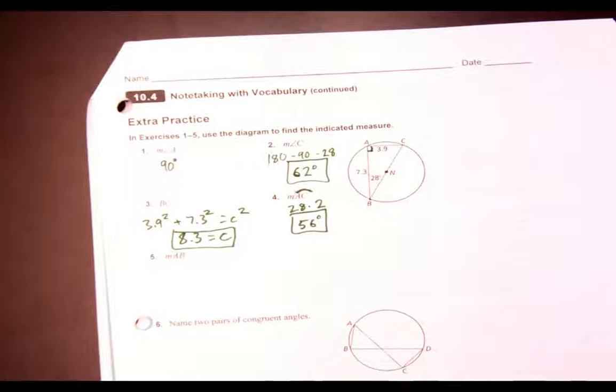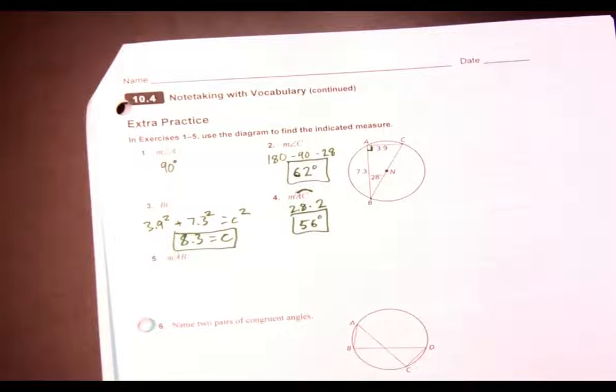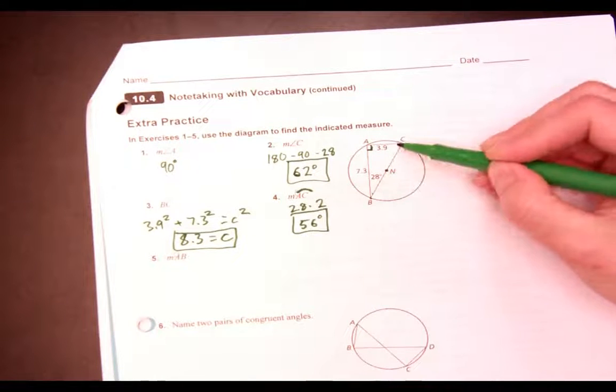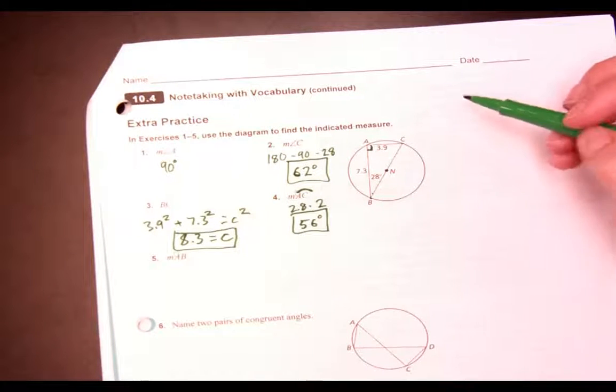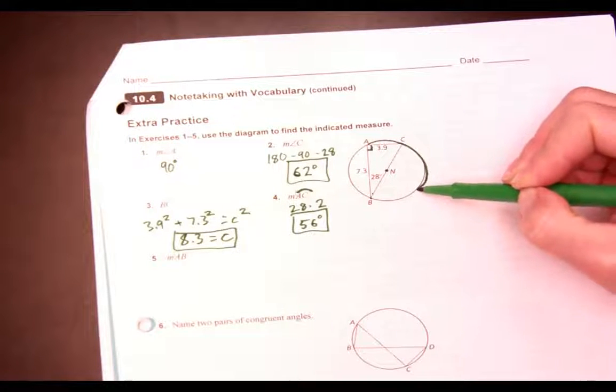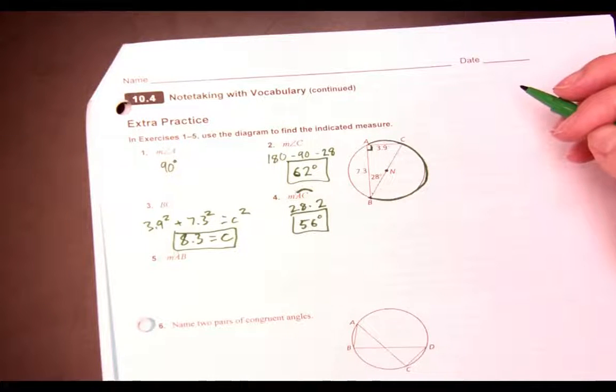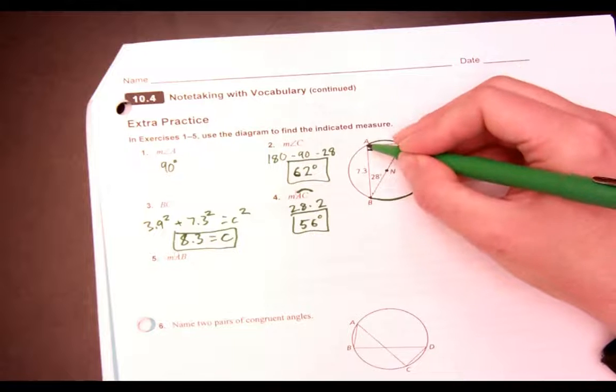Alright, and then the measure of arc AB. I heard 90, I heard 92, I heard 7.3. So arc AB, first of all, are we looking for degrees? Degrees, and so that means we're looking at the angles. So what angle is arc AB going off of? I'm sorry, arc AB would be the other way.